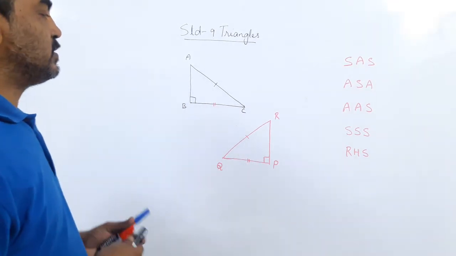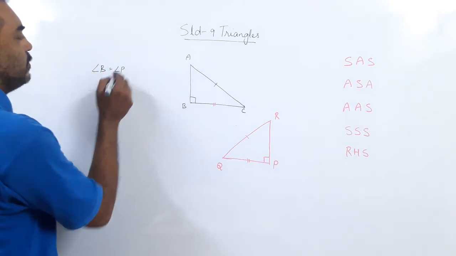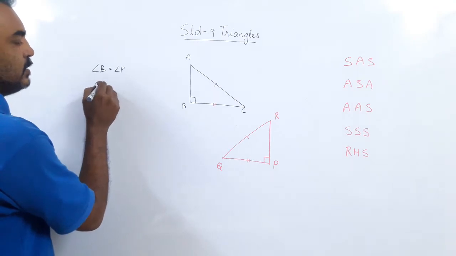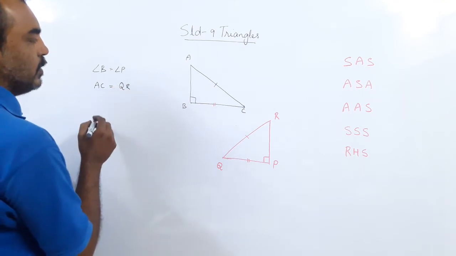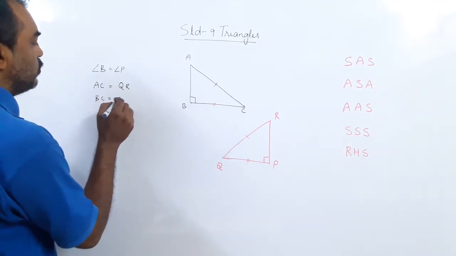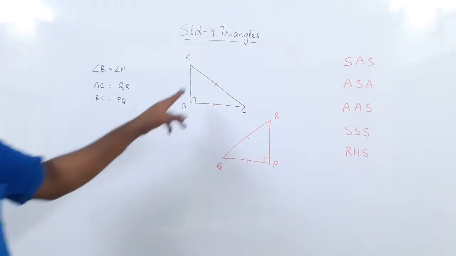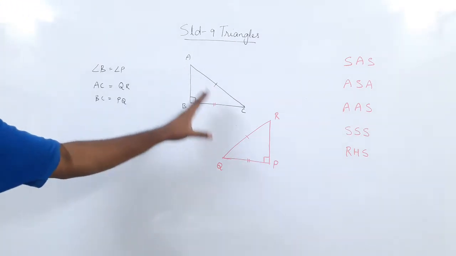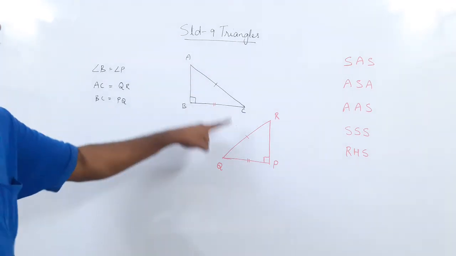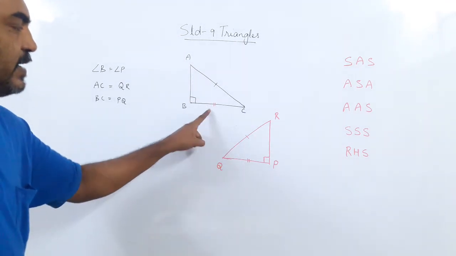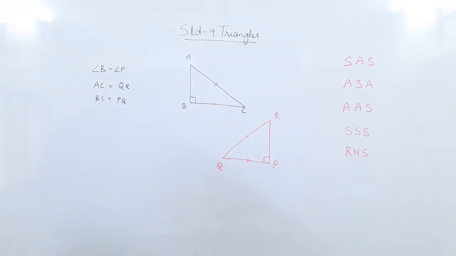So this time what is given to us? Angle B equal to angle P, AC equal to QR, and BC equal to PQ. So here we have to show that when there are two right angle triangles, what we have to show? We have got two right angle triangles whose hypotenuse are equal and one side is equal, then the two triangles are congruent. Okay? It is not a theorem, but yet we will prove it.